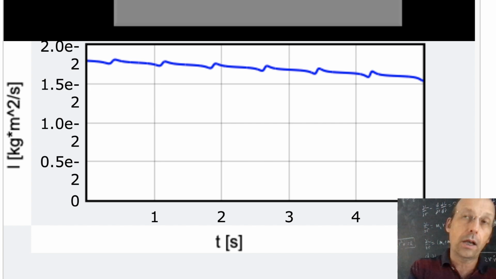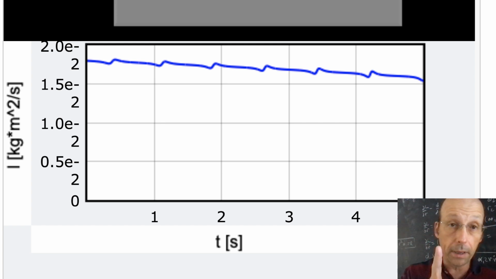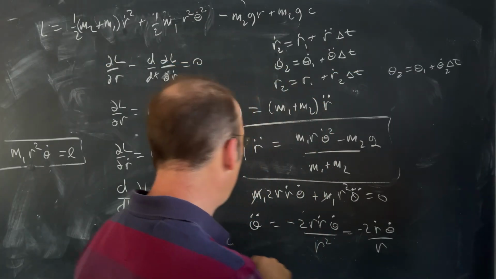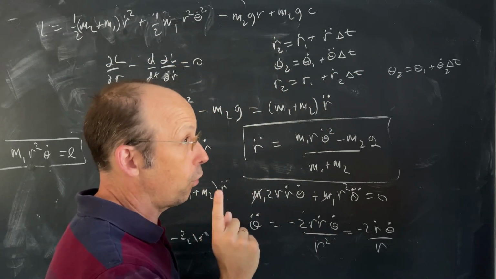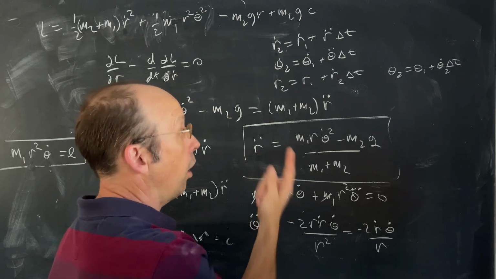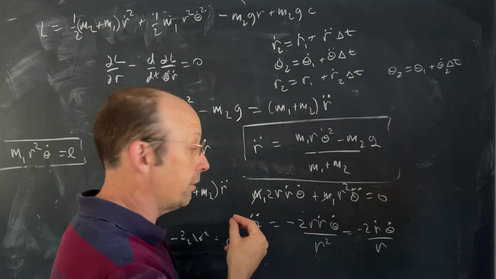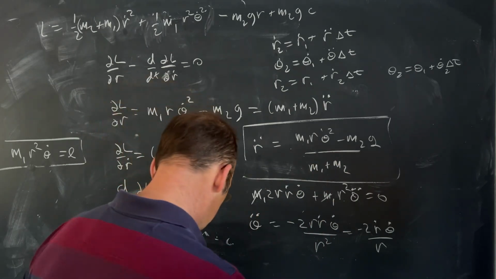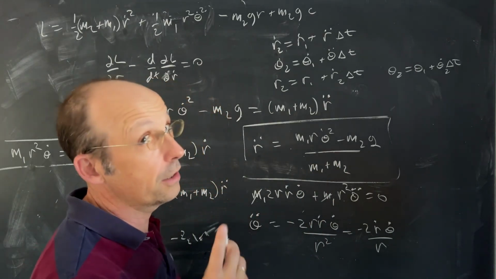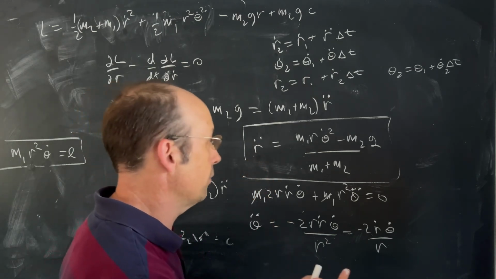Okay, one last thing. What about a circular orbit? So let's switch to the board for a second. So what if I want to have a circular orbit? A circular orbit is where r dot is 0, right? Because it's not moving out, staying at a constant r, so r is constant. So r dot is constant, so r double dot is 0, r dot is 0 too.